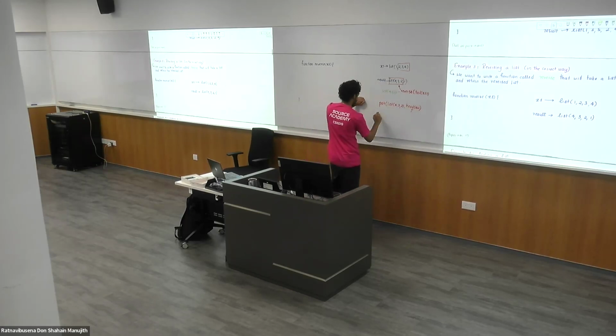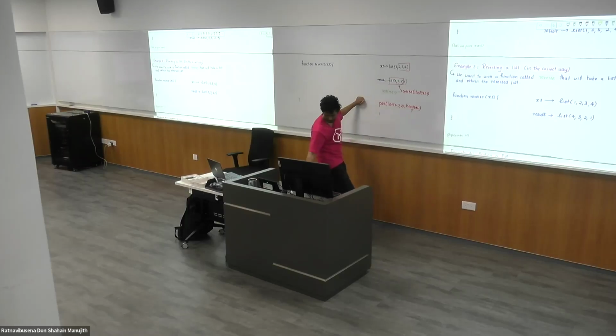So we have a pair, and the head is a list, the tail is 1, right? Tail is 1. And then we have a list, right? List 4321.